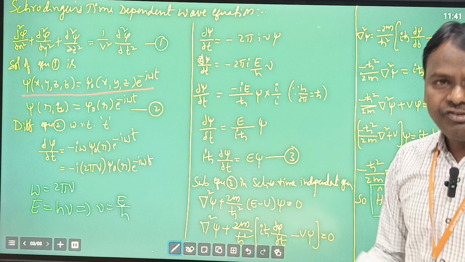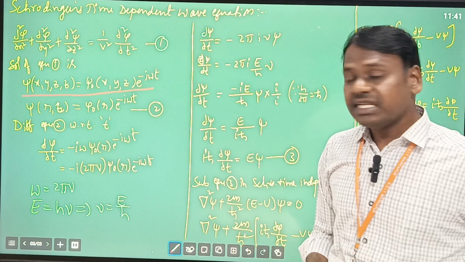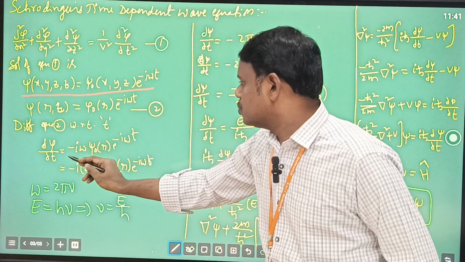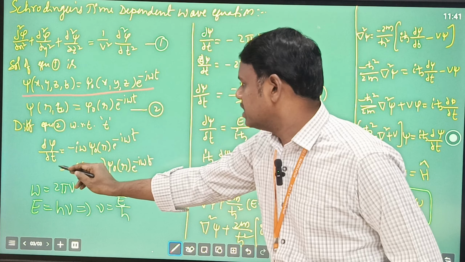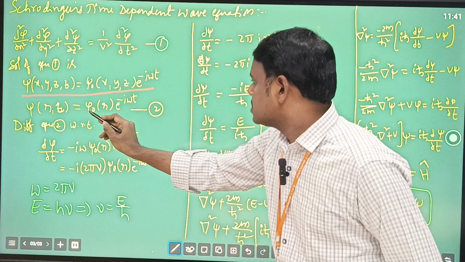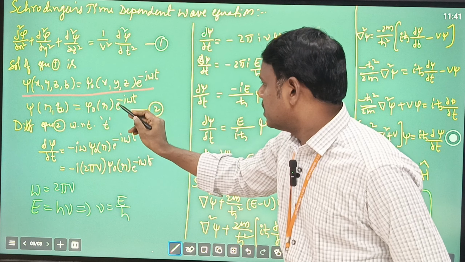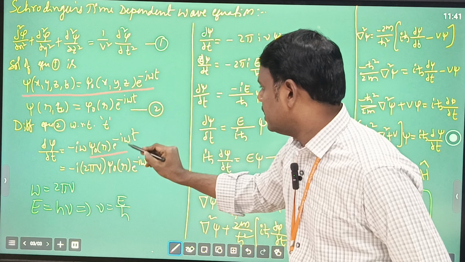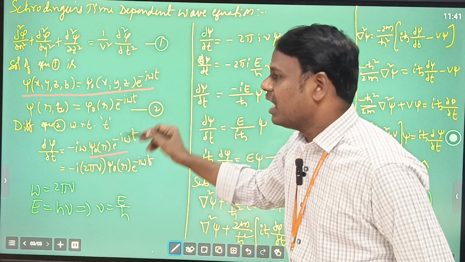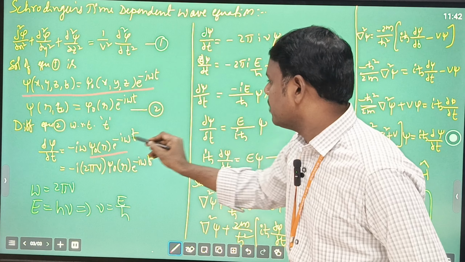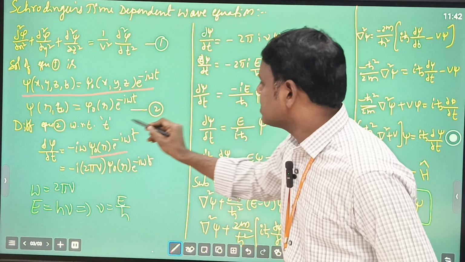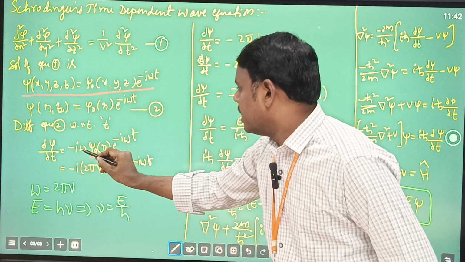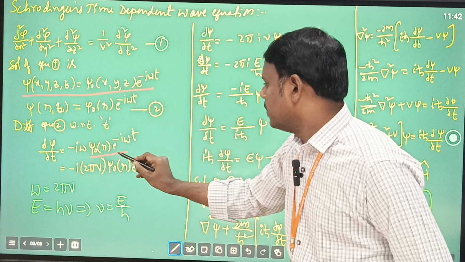Now let us differentiate equation number 2 with respect to t time. So dou psi by dou t is equals to psi naught of r as it is, e power of minus I omega t into e power of x చేస్తే x. So e power of minus I omega t means minus I omega. So dou psi by dou t is equal to minus I omega psi naught of r e power of minus I omega t.